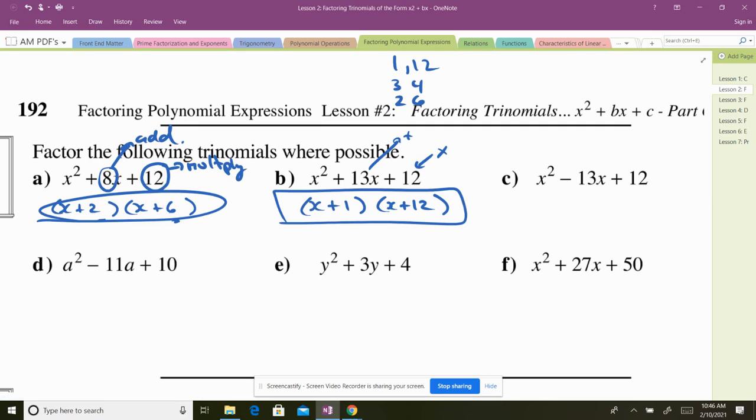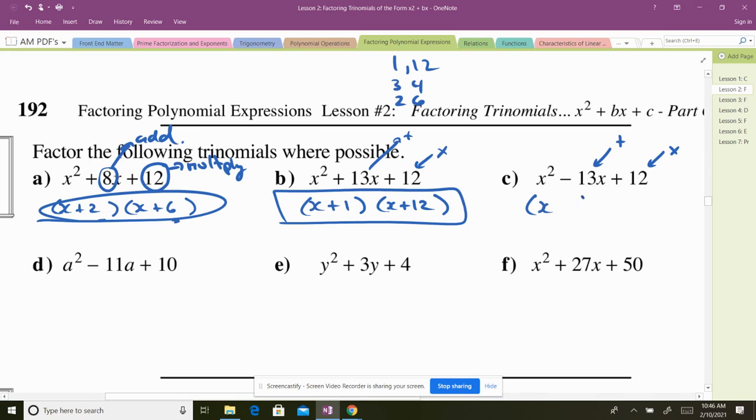All right, C. Multiply, add. So when you have negatives, it gets a little trickier. What multiplies to 12 and adds to negative 13? Negative 1 and negative 12.